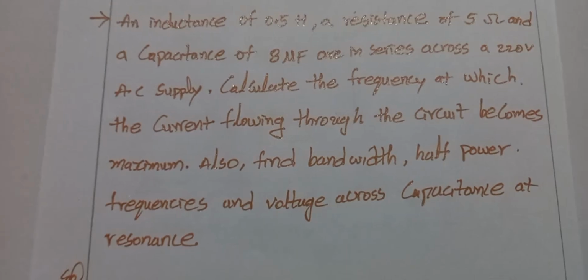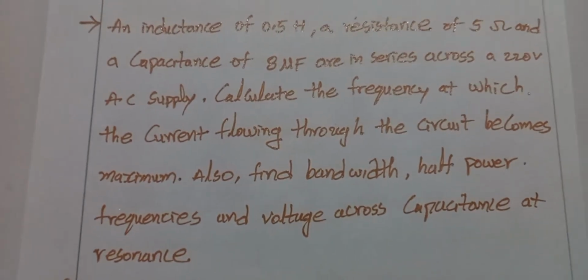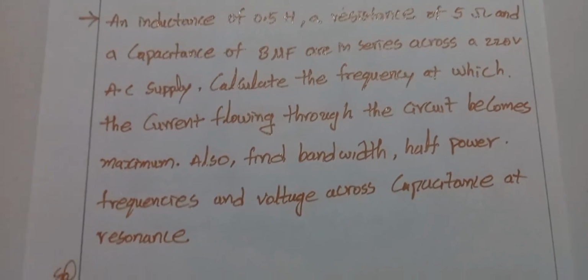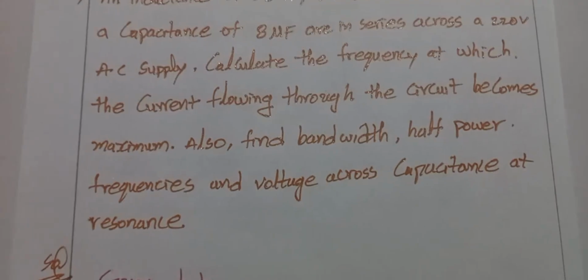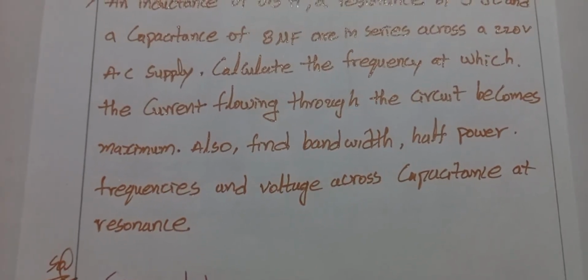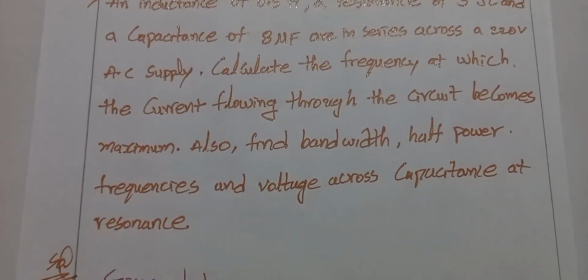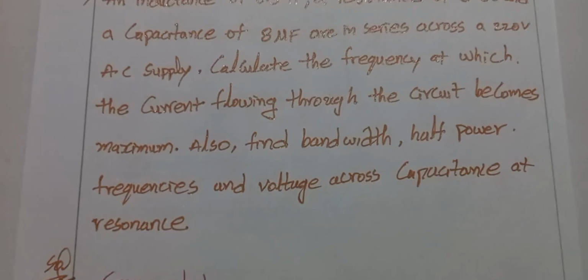Because it is a series RLC circuit, we are going to get a resonant frequency, and as well as find bandwidth and half power frequency and voltage across capacitance at resonance.